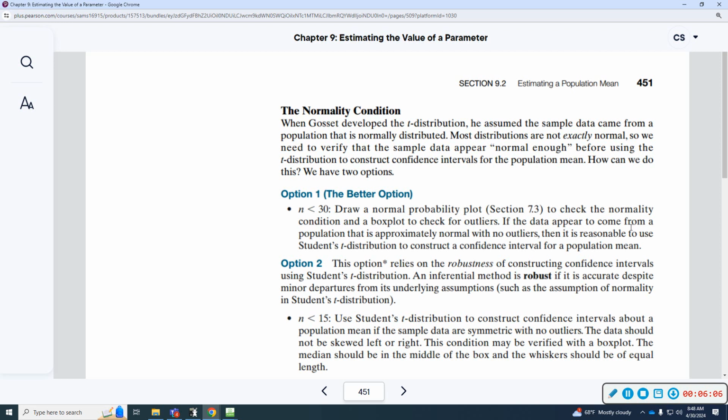If the data appear to come from a population that is approximately normal with no outliers, then it's reasonable to use the t-distribution. A normal probability plot is like a scatter plot to see how normal the data are. If you see roughly a straight line, then it's close to normal. And then a box plot will give you a 5-number summary, and you check that there are no outliers. Those are the things we want you to check for.